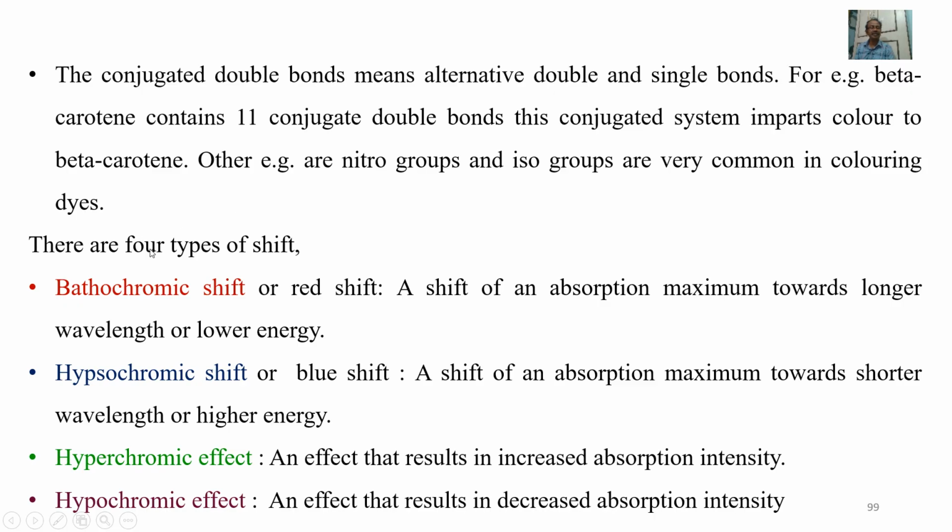There are 4 types of shift. One is bathochromic shift, which is nothing but red shift, a shift of an absorption maximum towards longer wavelength or lower energy. Hypsochromic shift, which is nothing but blue shift, a shift of an absorption maximum towards shorter wavelength or higher energy. Hyperchromic shift, an effect that results in an increased absorption intensity. Hypochromic effect, an effect that results in a decreased absorption intensity.